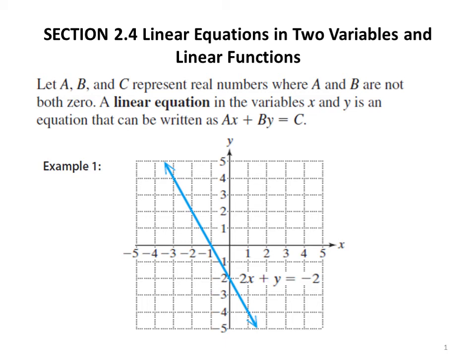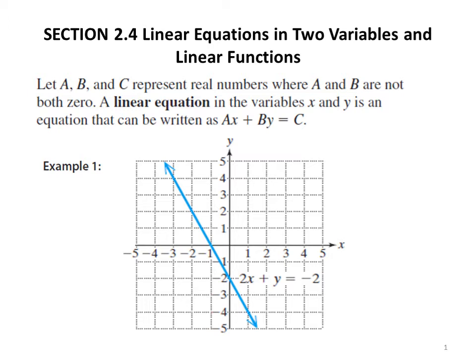Okay, in section 2.4 we will consider linear equations in two variables and also linear functions. For a linear equation, here a, b, c are real numbers. A and b cannot be both zeros. A linear equation in the variables x and y would be an equation that has the form ax plus by equals c.